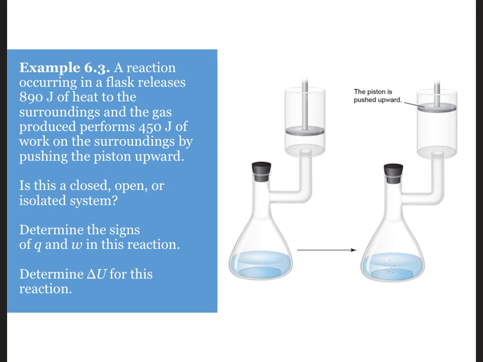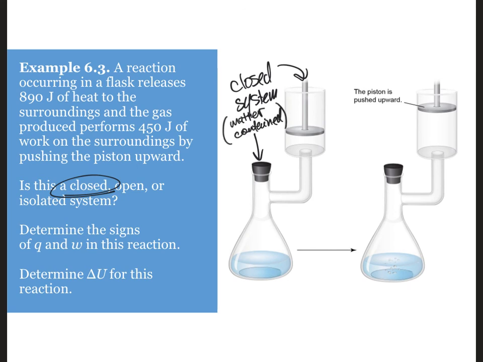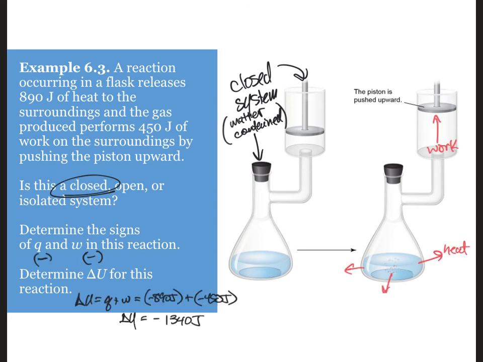This is a closed system because the matter is contained. The signs of Q and W are both negative. Delta U equals Q plus W, so delta U equals negative 890 joules plus negative 450 joules. So delta U equals negative 1,340 joules.